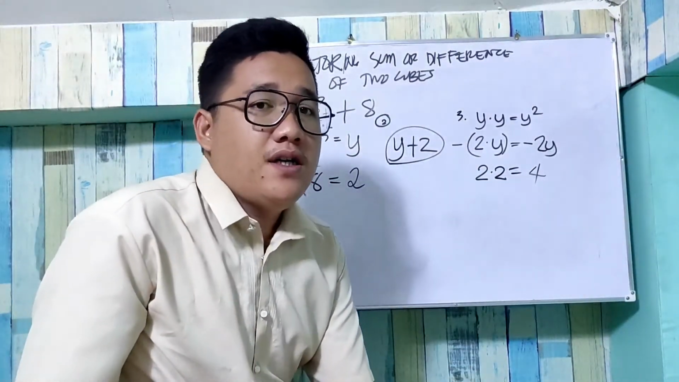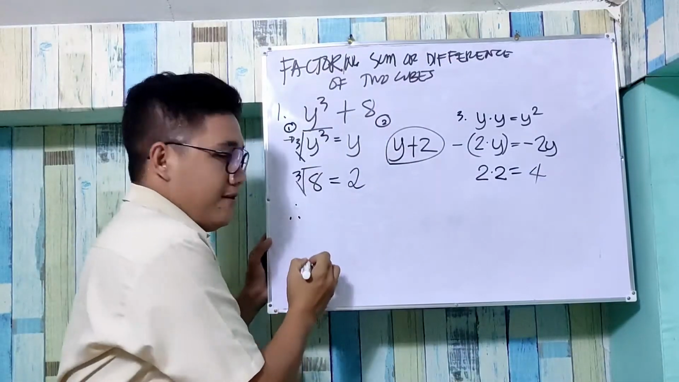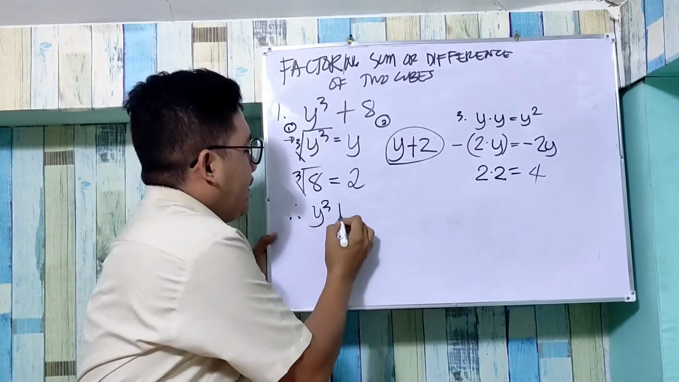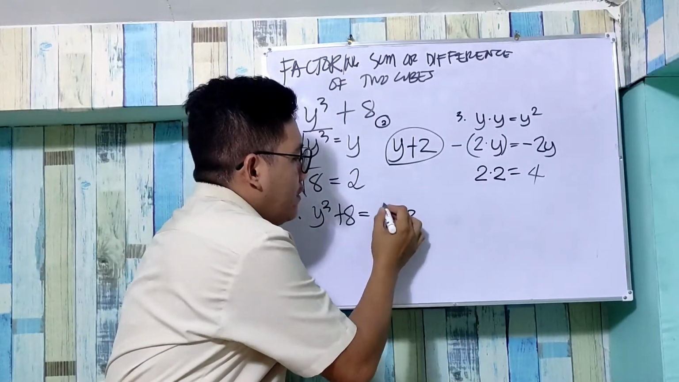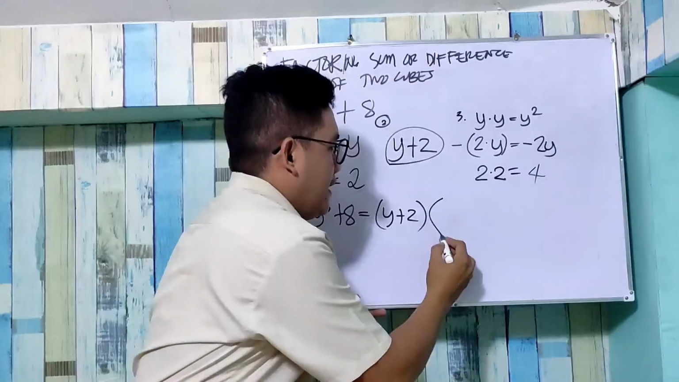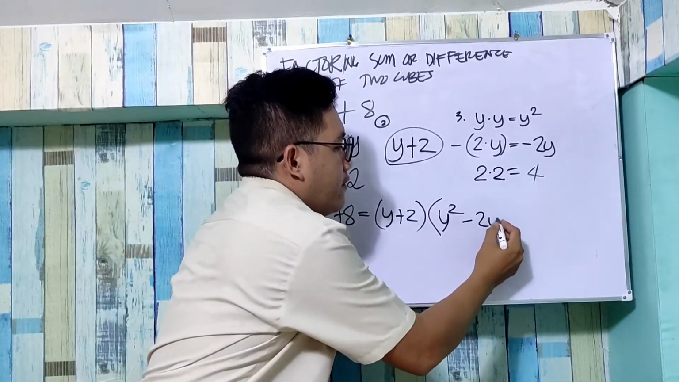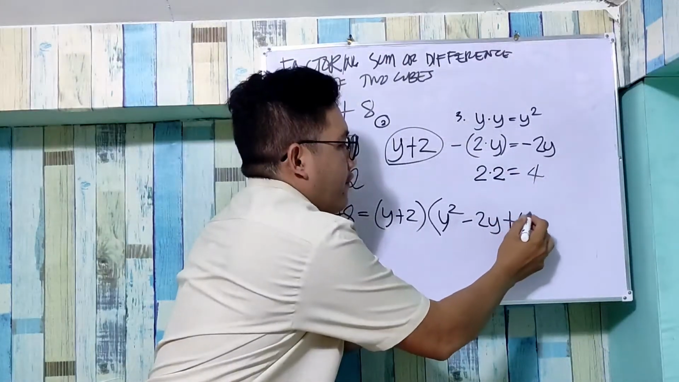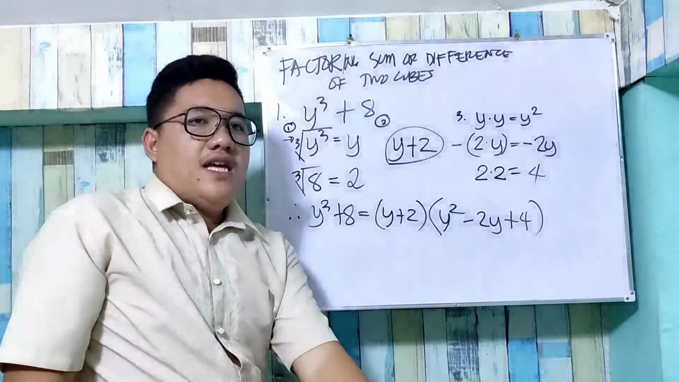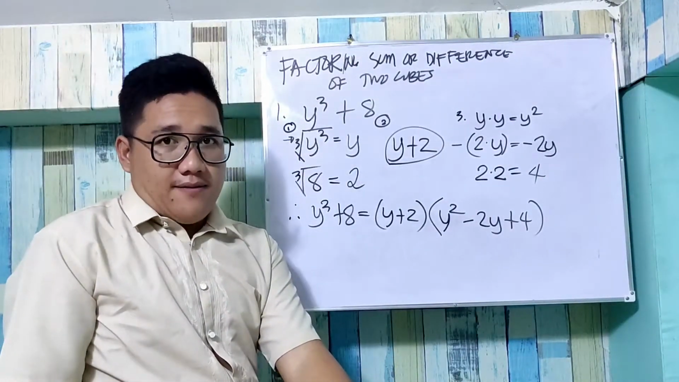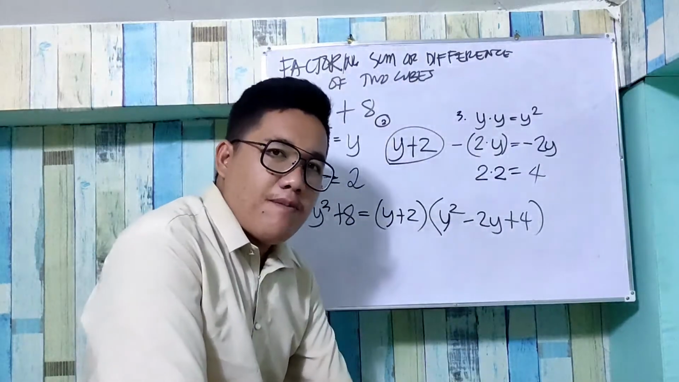Can we now have the factors of y cubed plus 8? Yes. So, therefore, y cubed plus 8 is equal to our binomial factor, the quantity y plus 2, times the trinomial factor, y squared minus 2y plus 4. So that is now the factor of the given polynomial. The sum of two cubes: the binomial factor and the trinomial factor.